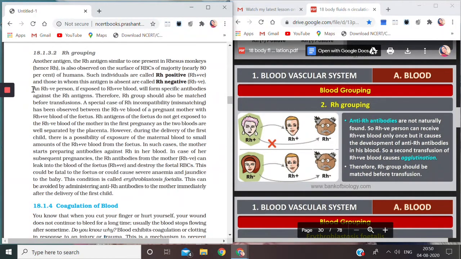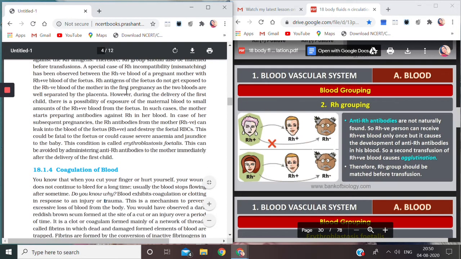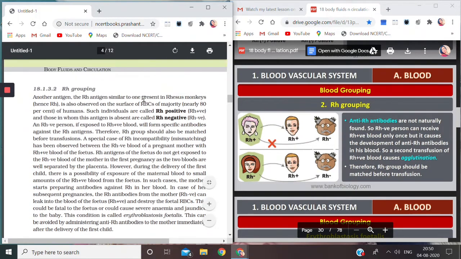Okay, because the person was Rh negative, that means he was not having any Rh factor. So as soon as the Rh factor entered the person's body, the body took those Rh factors to be foreigners or the enemy, and seeing that enemy, it formed some antibodies which will fight against those Rh antigens. So therefore the Rh group should also be matched. Not only should the blood group be matched before blood transfusions, even the Rh group should also be matched.